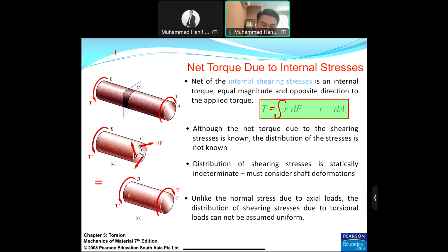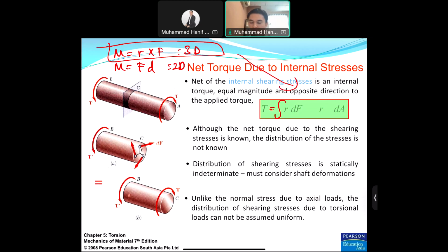You have a moment equal to R cross F for 3D, but for 2D we have F times d. For this case we are using 3D, so that's why we have the formula: torsion T equal to moment. Then you simplify this one, and F you can substitute with tau A.